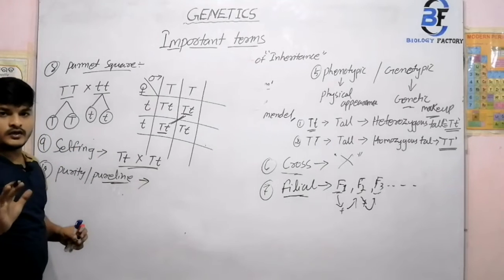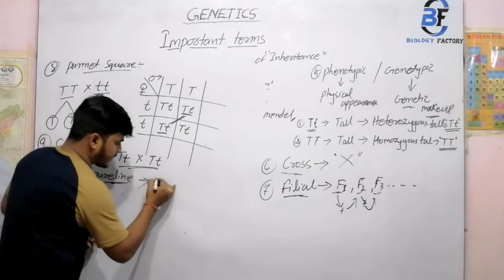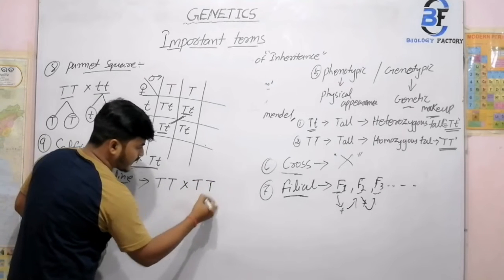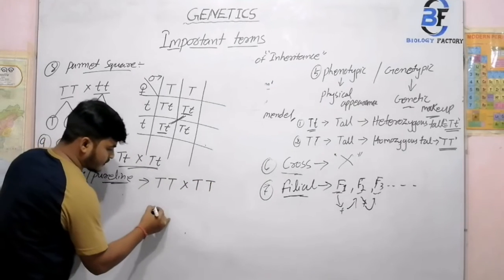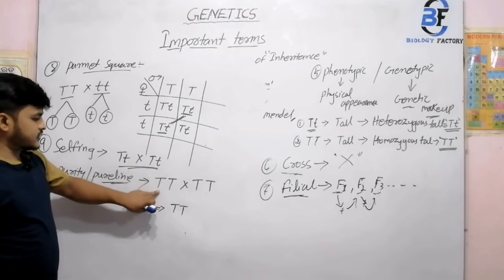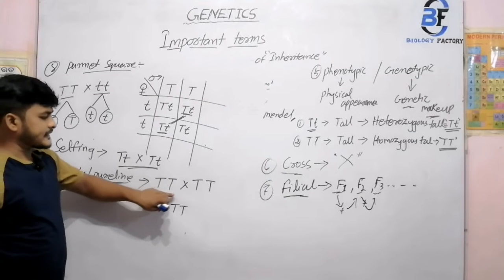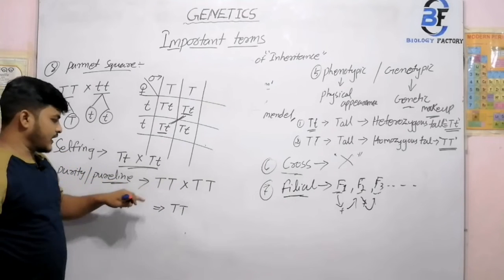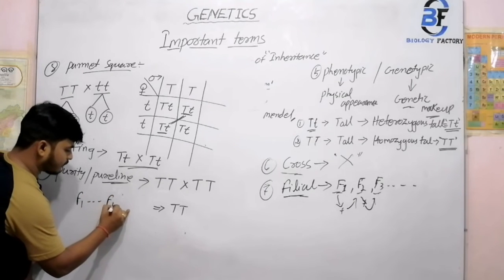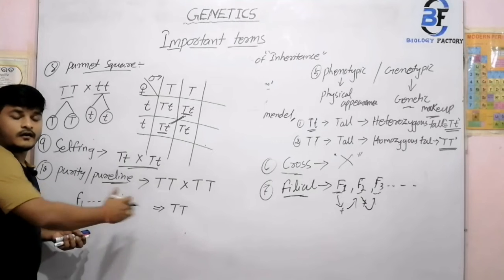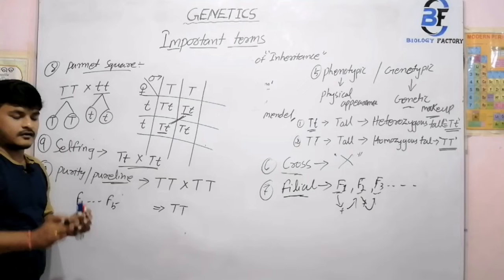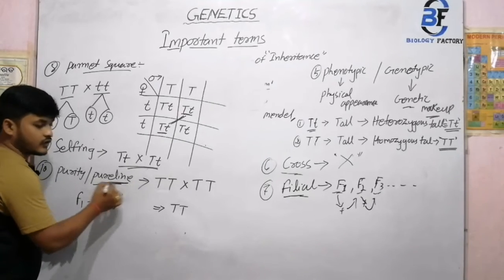Pure line means the purity condition. That means if we take one example of capital T crossed with another capital T, the resultant is mostly capital T and capital T. Here we just cross the same trait again and again. If we repeat from the filial 1 to filial 5, from first generation to fifth generation, and get the same resultant in every generation, then this trait is known as a pure line.